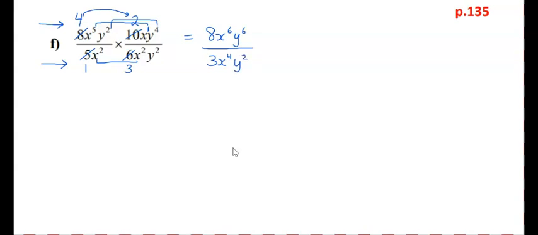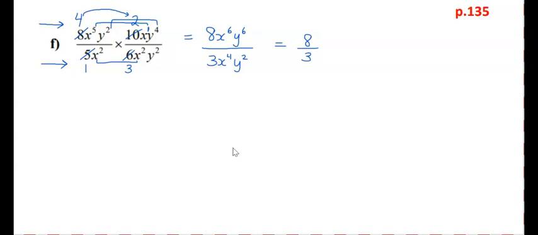Okay, we're not done yet. In this example, we now have to follow through and do the division step. So we're using quotient law now. 8 divided by 3 for the coefficient is a decimal. We don't need to give a decimal. We can leave it as 8 over 3. So we leave that alone, and now we deal with our exponents.